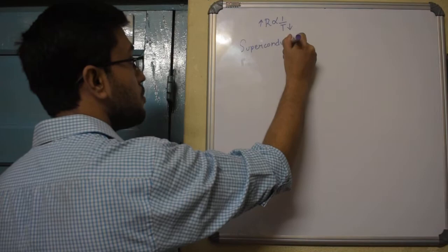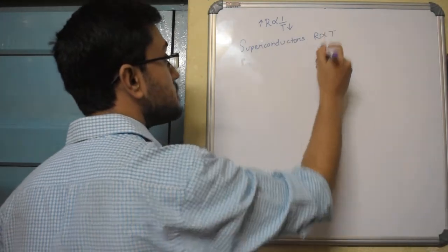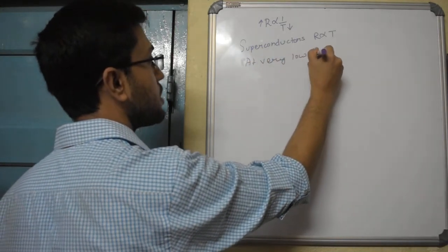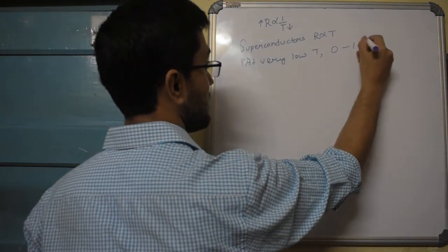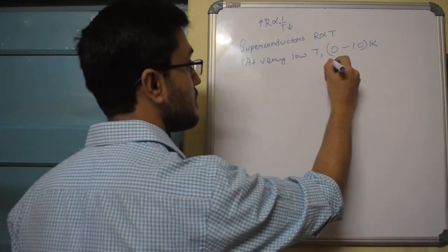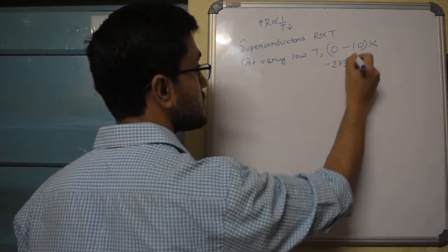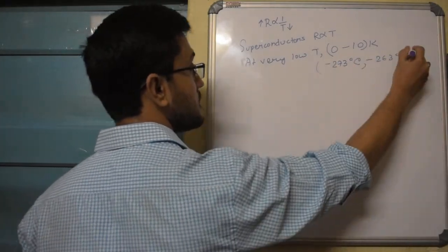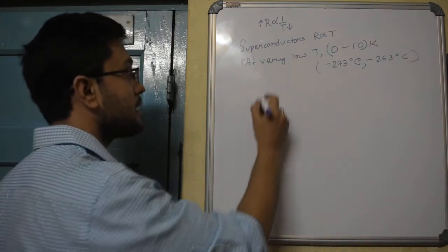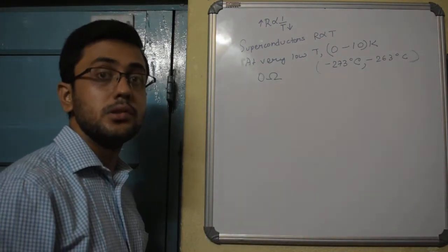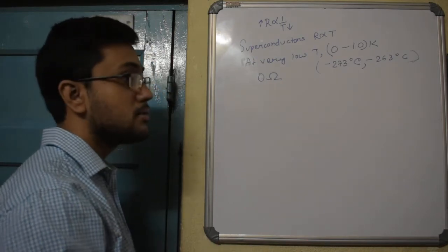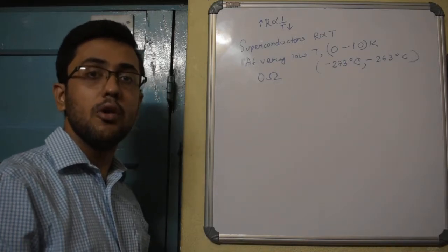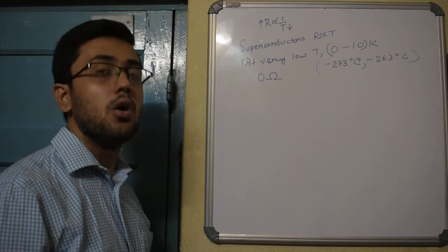These are called the superconductors. For superconductors, resistance is directly proportional to temperature, but at very low temperature, say from 0 to 10 Kelvin. Remember, 0 Kelvin means minus 273 degrees Celsius and 10 Kelvin means minus 263 degrees Celsius. So within this range, these superconductors have practically 0 ohm resistance. They have almost no resistance at all, and as a result they provide no obstruction to the flow of current, and current can flow smoothly without any loss either in the form of heat energy or due to resistance.